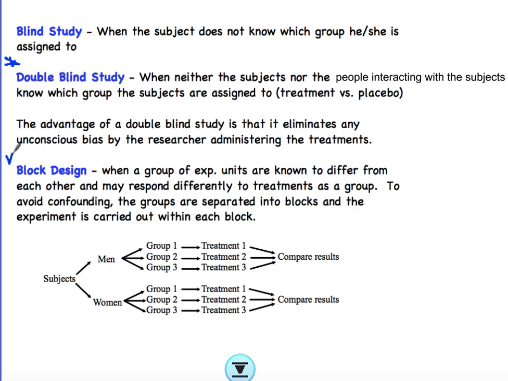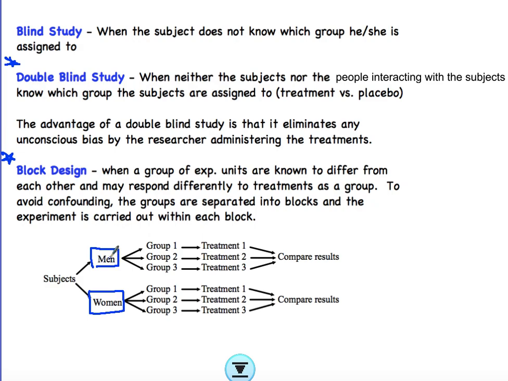Block design. This sometimes gives people a little bit of trouble. If you think that something might affect your results, so maybe we think gender affects results in some way. Maybe we think men and women are going to respond differently. Then I would block by gender. So I would have men in one group, I would have women in a separate group.